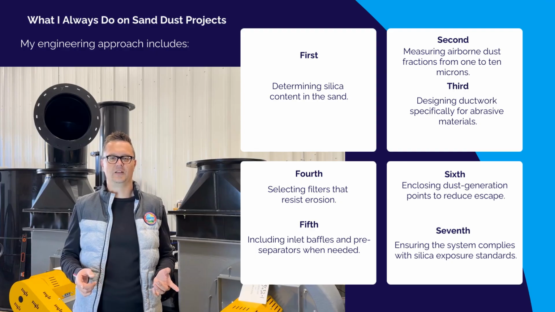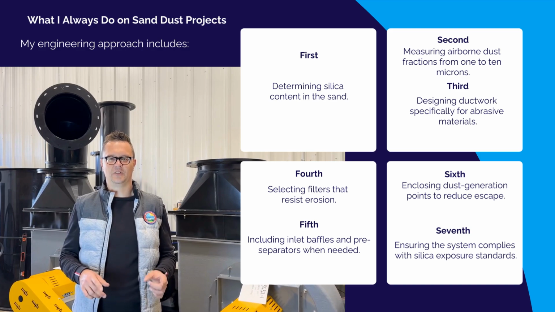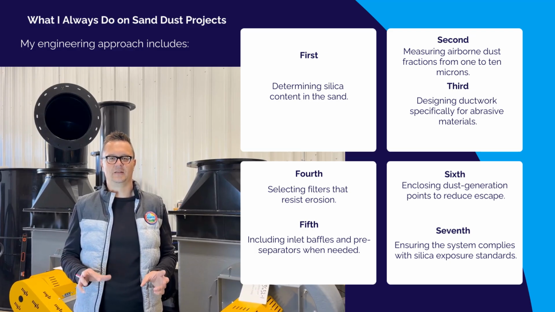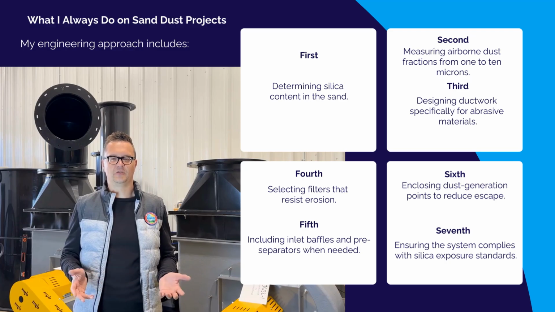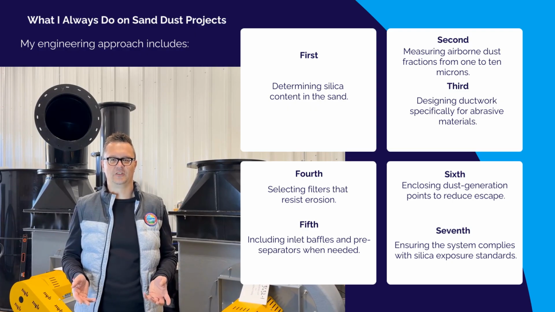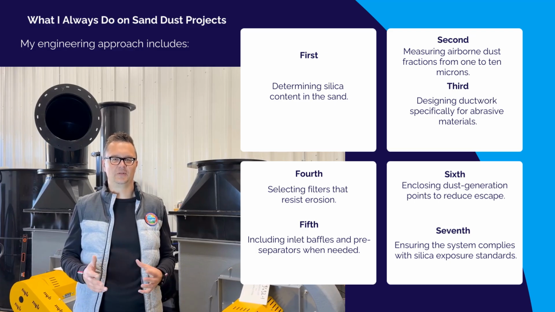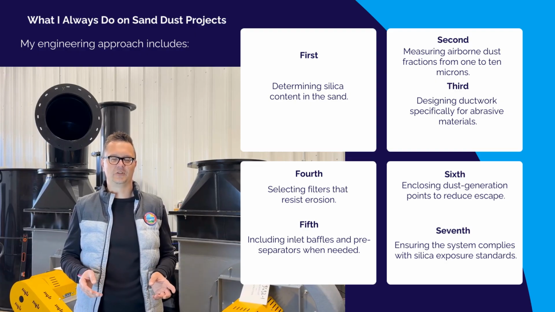What I always do on sand dust projects: my engineering approach includes: first, determining silica content in the sand. Second, measuring airborne dust fractions from 1 to 10 microns. Third, designing ductwork specifically for abrasive materials. Fourth, selecting filters that resist erosion. Fifth, including inlet baffles and pre-separators when needed. Sixth, enclosing dust generation points to reduce escape. Seventh, ensuring the system complies with silica exposure standards. These steps ensure safe air quality and long equipment life.